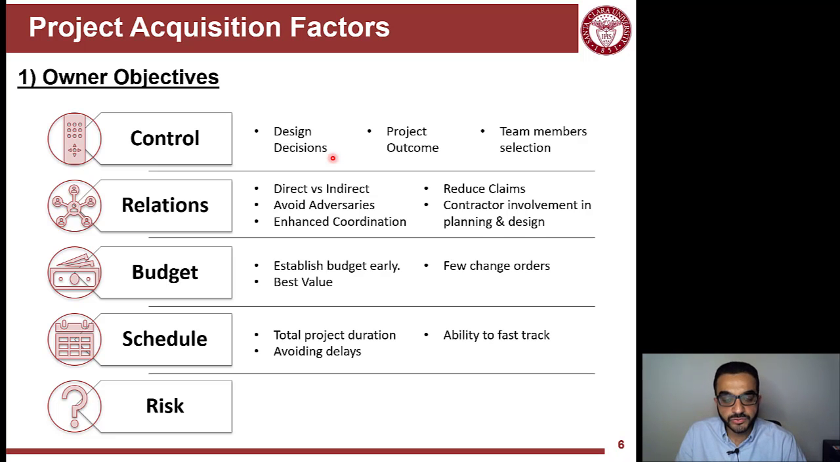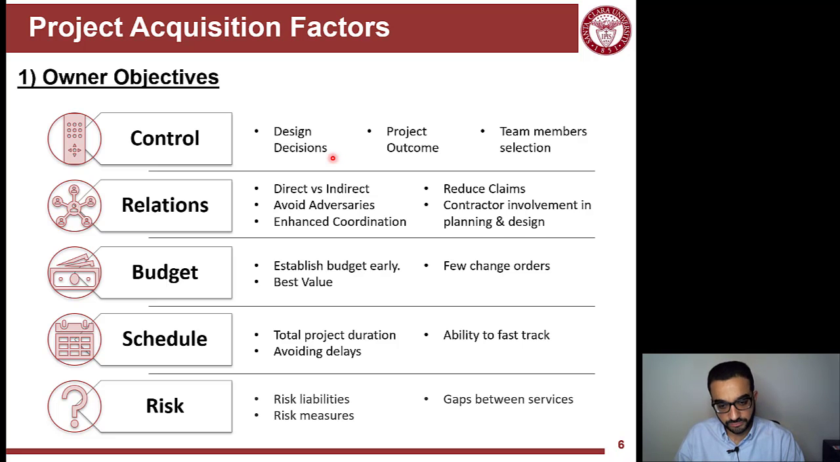The next thing is schedule. I want certainty with the budget, and I want certainty with the project time. So I want to know how long the duration will be. I want to avoid delays and also have some ability to accelerate things. So winter comes, I'm delayed, the contractor is delayed. A good contractor will be able to accelerate things when needed.